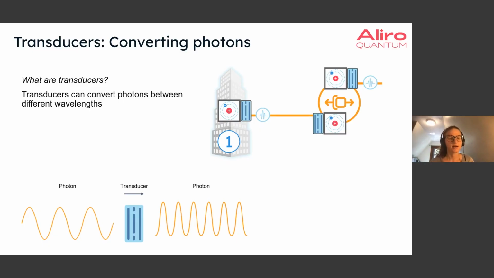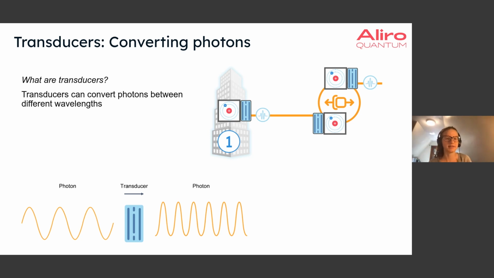What are transducers exactly? Transducers basically can convert photons between different wavelengths. So, for instance, we might have a photon with a larger wavelength that goes through a transducer and becomes a photon with a smaller wavelength. In our metro area network example, we had these transducers situated next to the quantum memories in order to basically kind of act as an energy converter between the quantum memory and the photons that travel on the network.